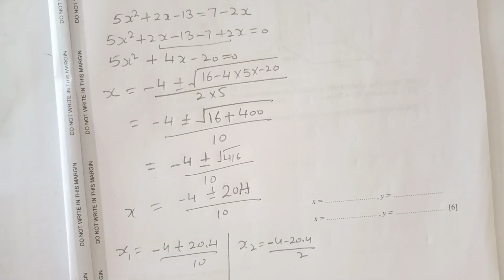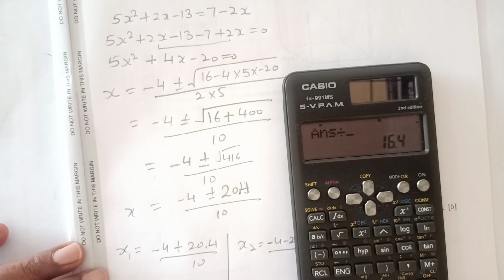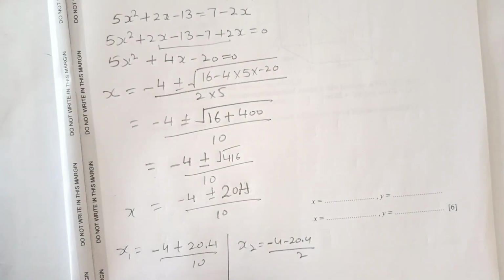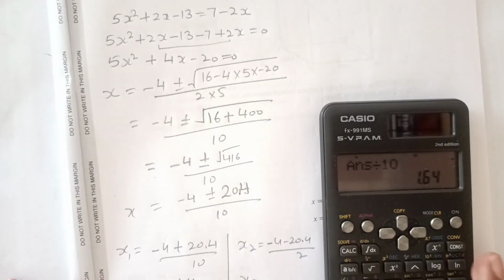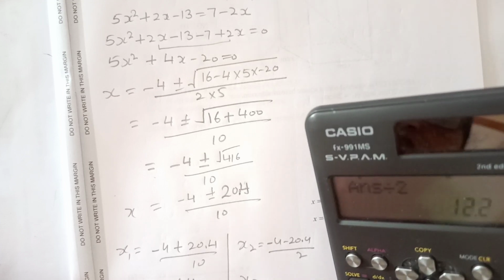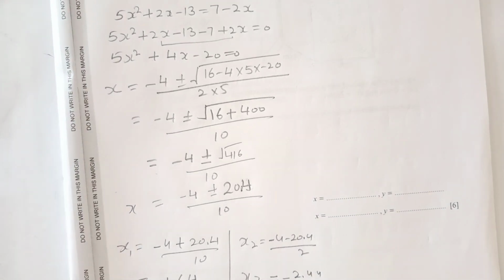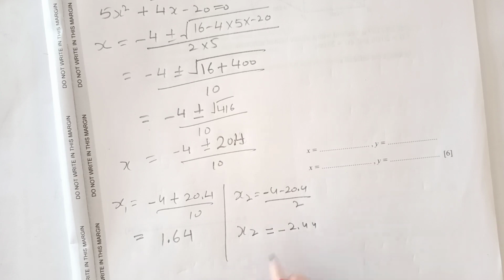So this is 20.4 minus 4 divided by 10, 1.64. Okay, and this side similarly I'm getting here, let's see, 20.4 plus 4 divided by 2. It should be negative. This is coming out to be negative 2.44. Okay, so now once you have this value, we can find out the value of y.